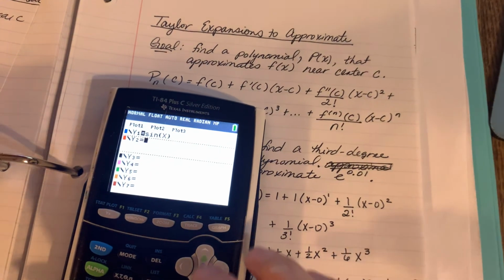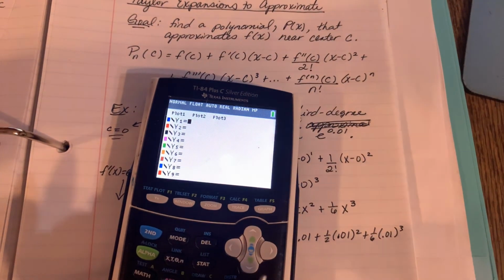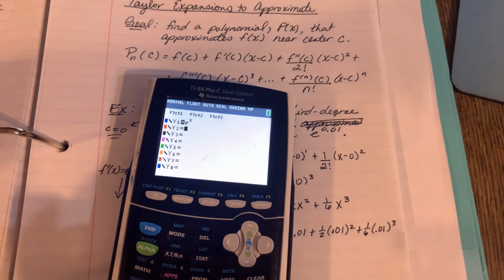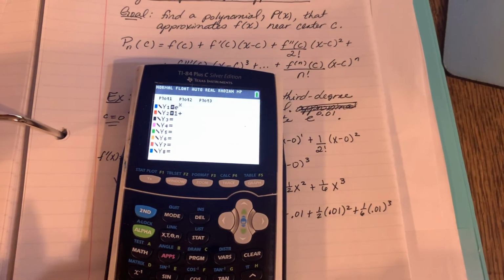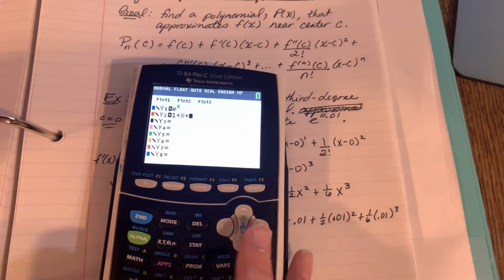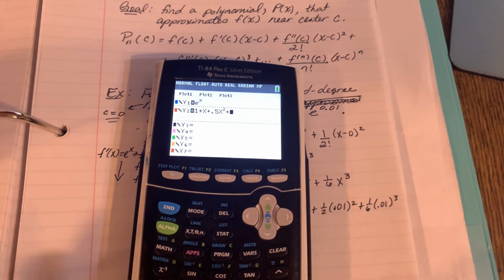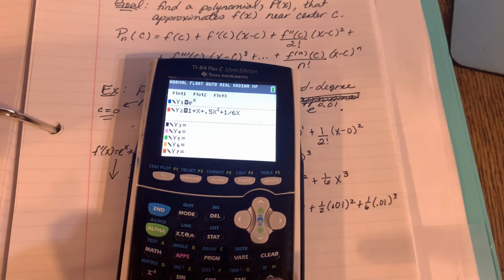Let's graph them. Okay, first I'm going to graph e to the x. And then now I'm going to graph my third degree polynomial. So 1 plus x plus 1/2 x squared plus 1/6 x third.